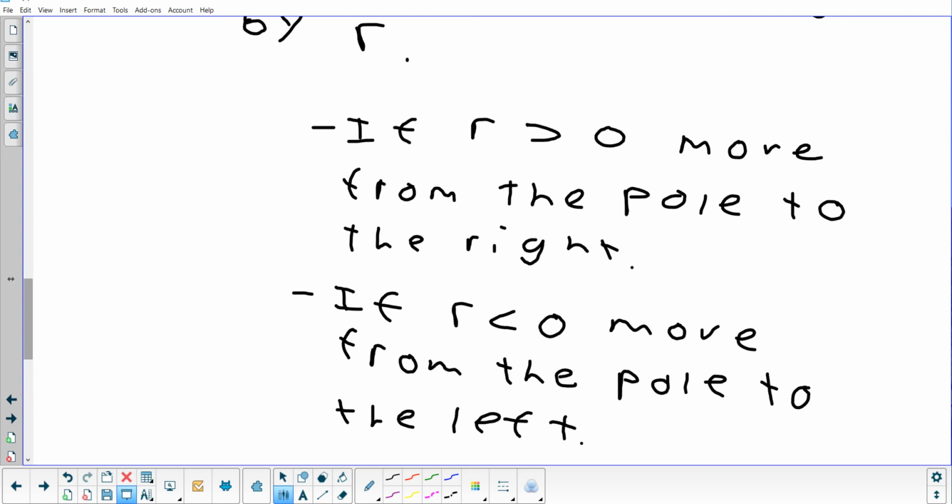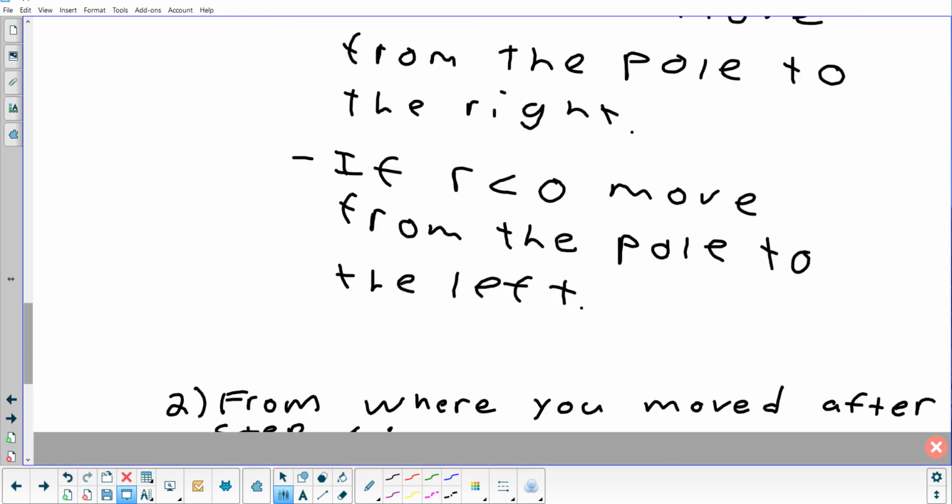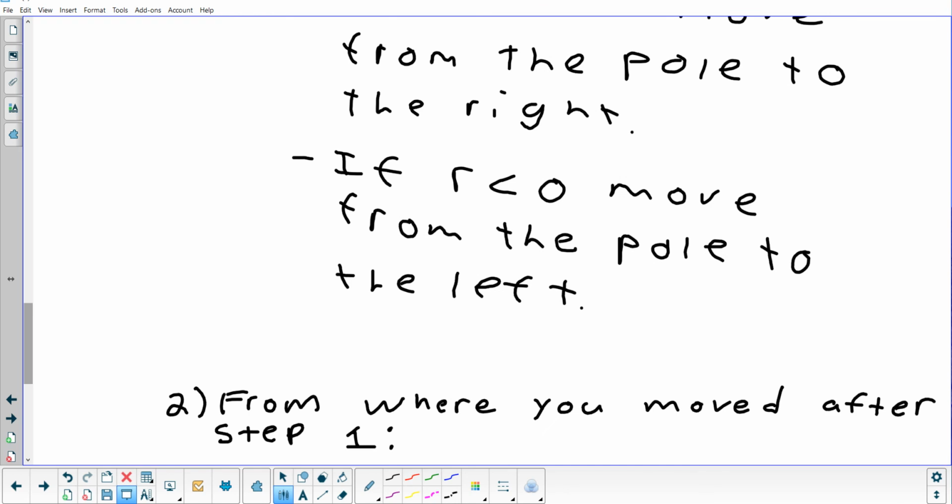Now, just like when you graph an XY coordinate, that's not the final answer, that's just the first number. So you move left or right. Now we're going to look at theta. So after you do step 1, which is moving left or right, now you look at theta. Remember, theta represents, what's theta again? It's an angle.